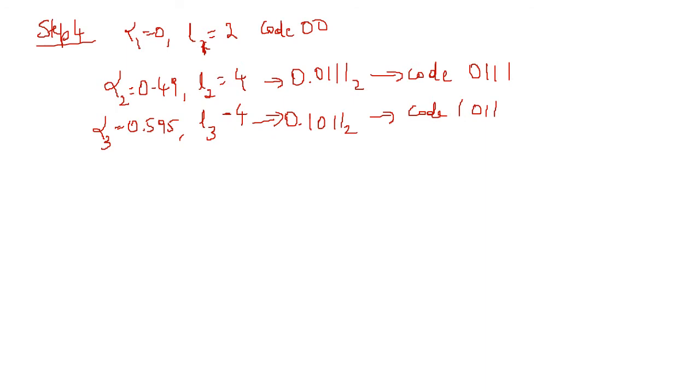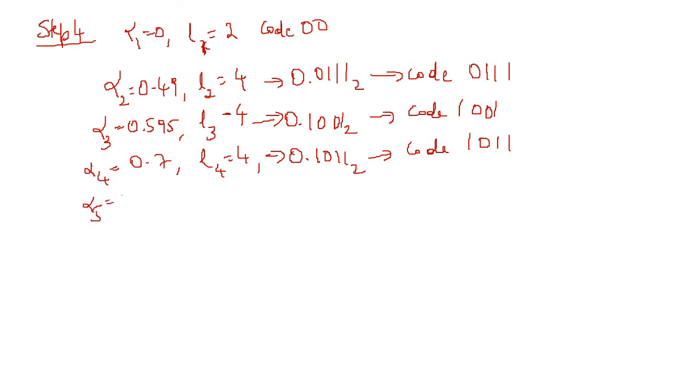Next, we will write alpha 4, which is equal to 0.7, and we have got L4 equal to 4. So, we will convert it into respective binary value. So, we will get it as 0.1011 in binary form. Therefore, we can write the code as 1011.